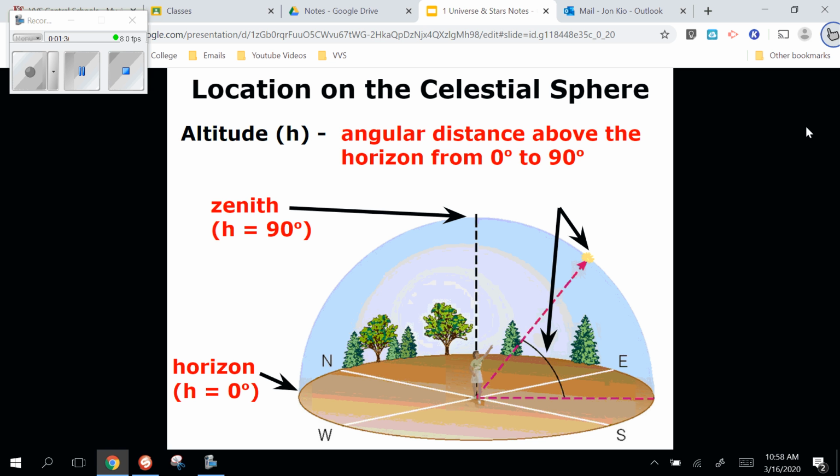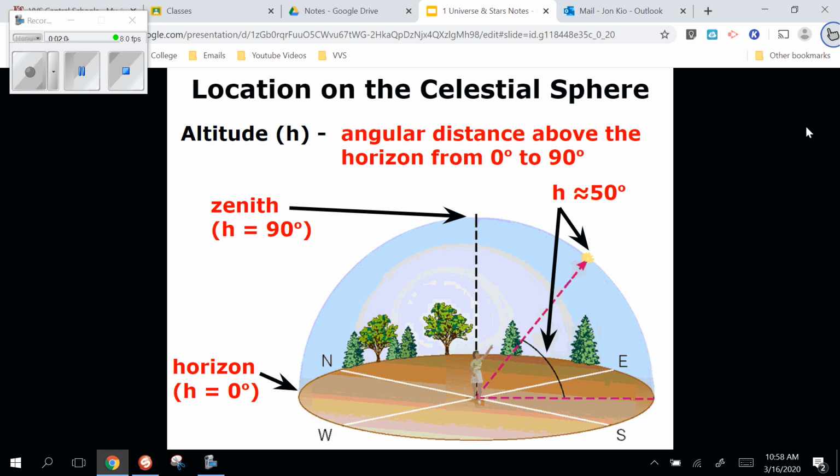All right, so the horizon has a height or an altitude of 0, and the zenith has an altitude of 90. And if you look at that particular star that the person in the middle of that dome is looking at, that's about 50 degrees above the horizon. If you figure halfway is about 45, it's a little more than halfway, so about 50 degrees. So we say that star has an altitude of 50 degrees.